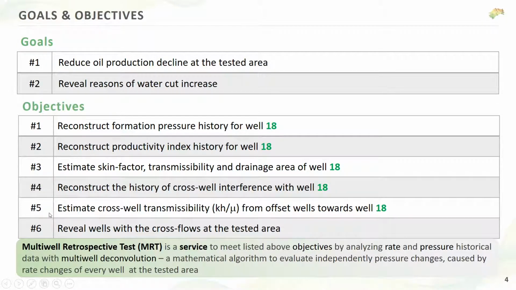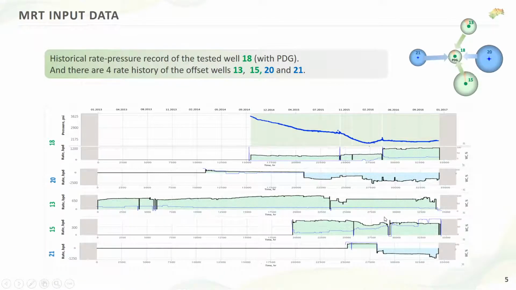So how can we do it? We do it by doing a multi-well retrospective test, which is a service to meet these objectives by analyzing rate history and pressure history with multi-well deconvolution technology. It's a mathematical algorithm to evaluate independently the pressure changes in the pressure tested well caused by the rate changes of every offset well. Let me demonstrate it.